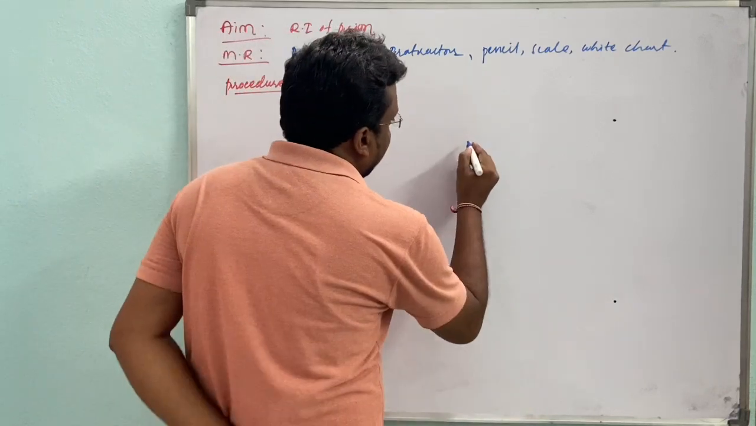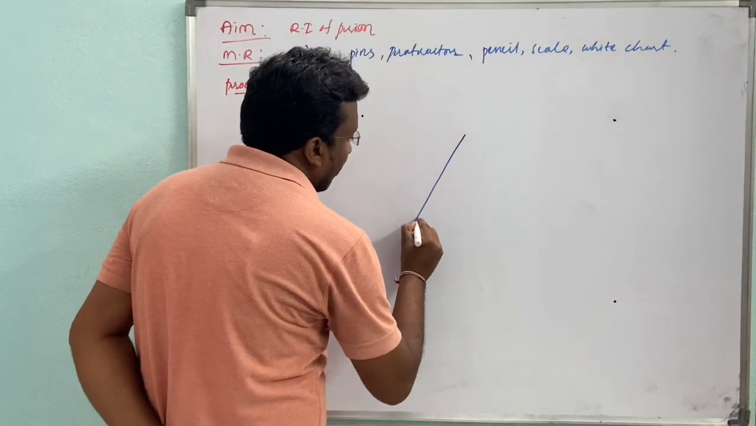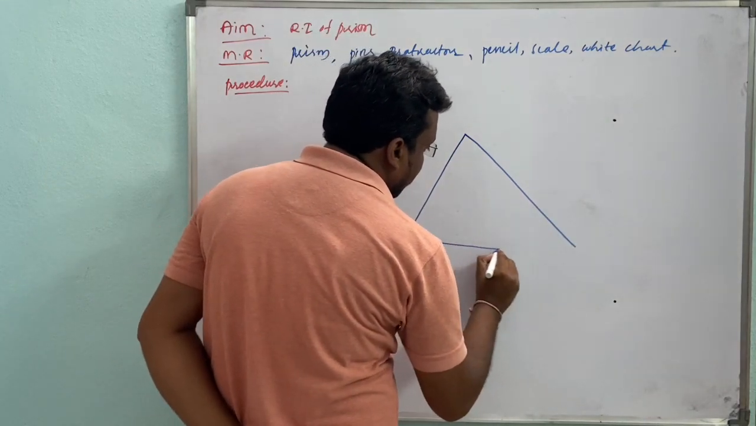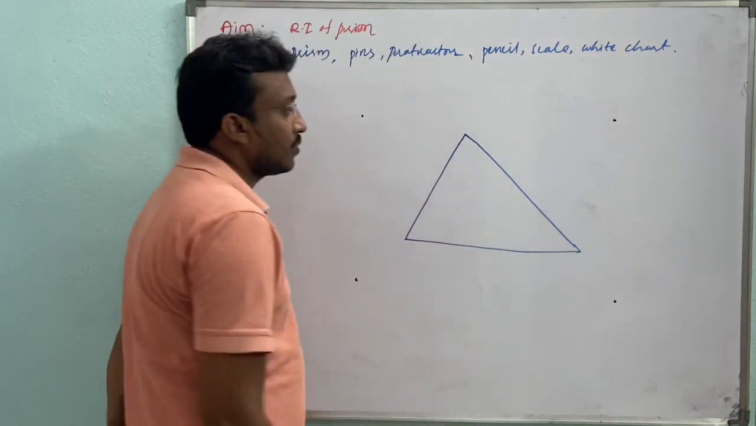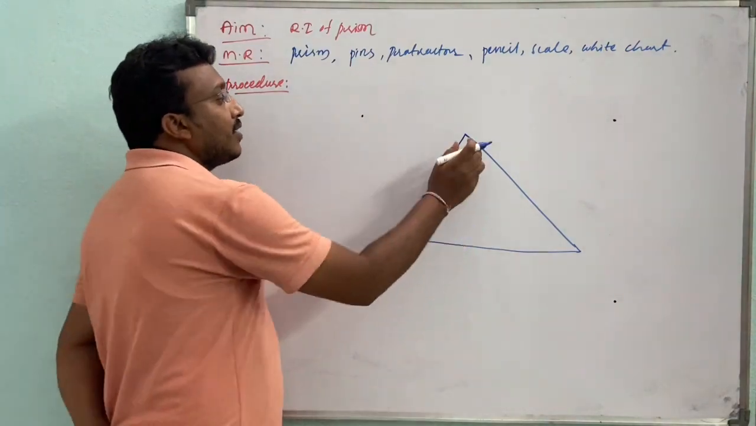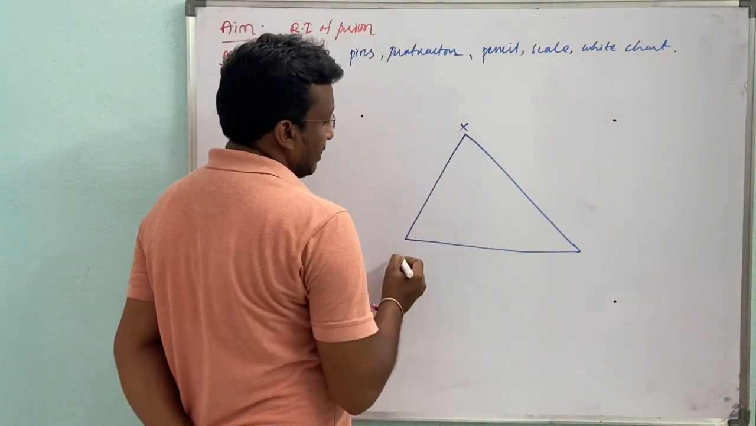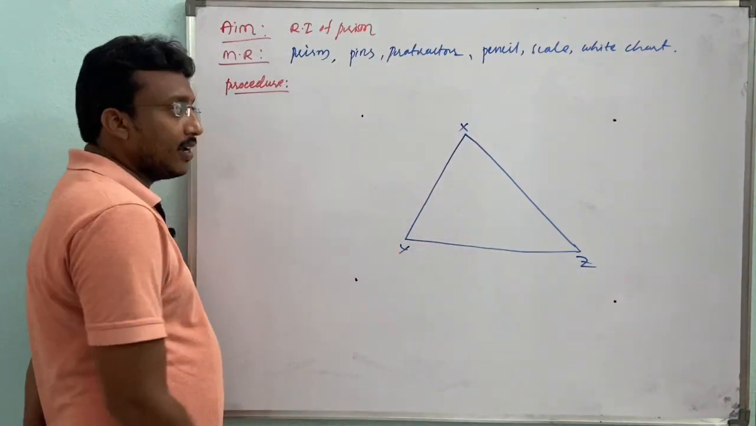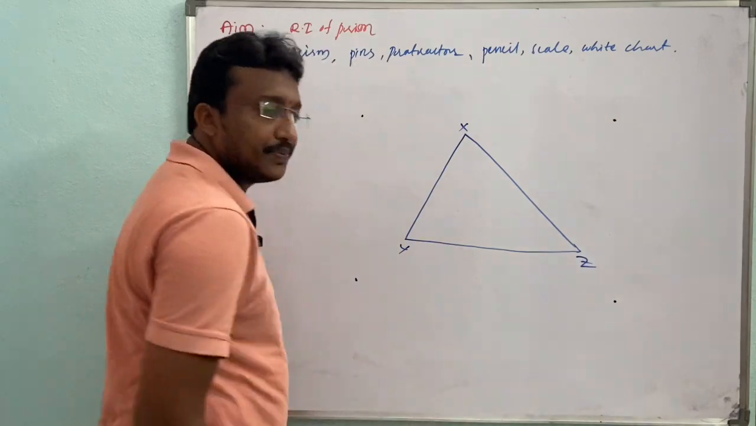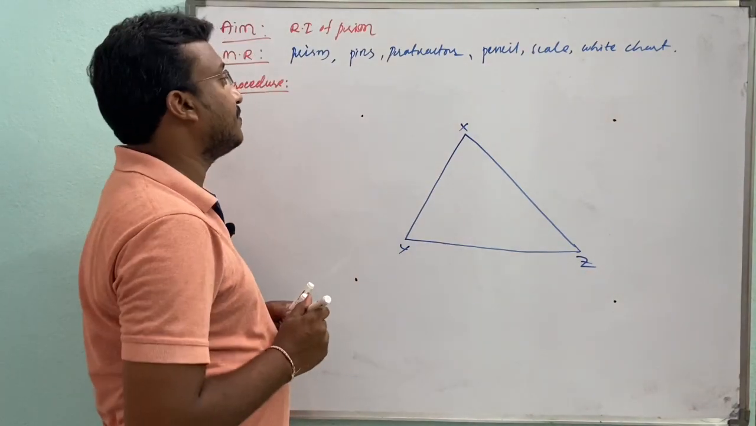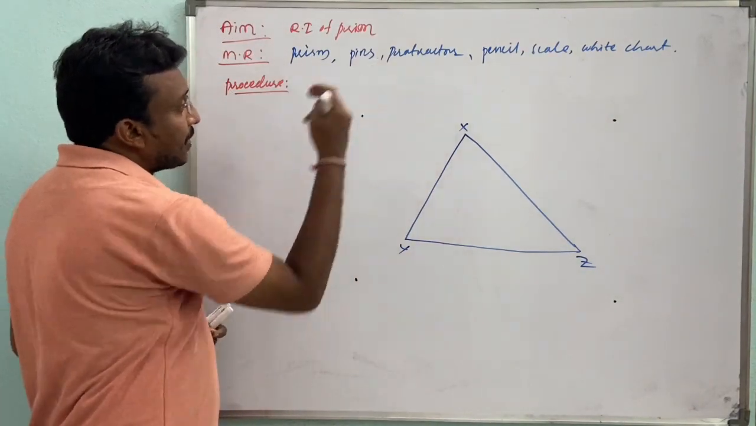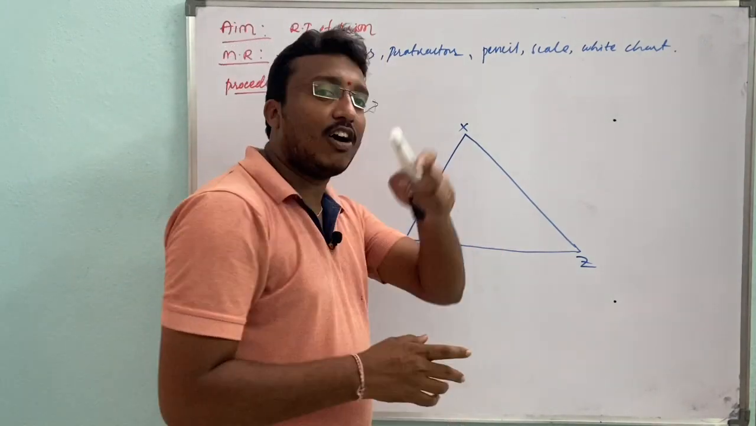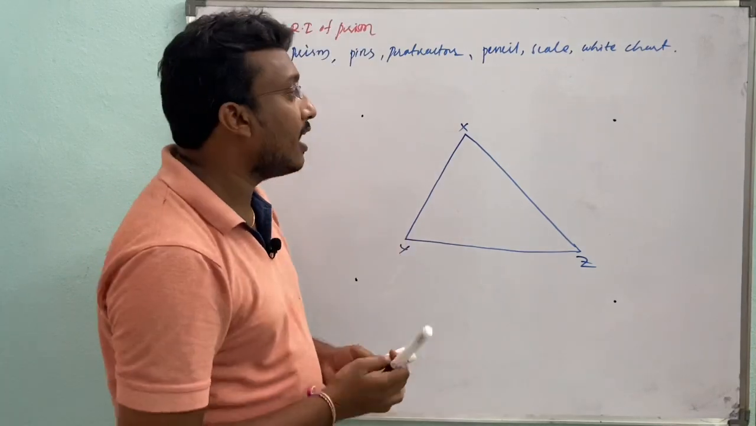Right. Then I have drawn the outlines of the prism. Okay. And name the vertices like X, Y, Z. Got it? X, Y, Z. And after, with the help of the protractor, measure the angle of prism.